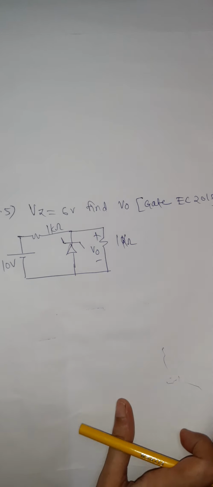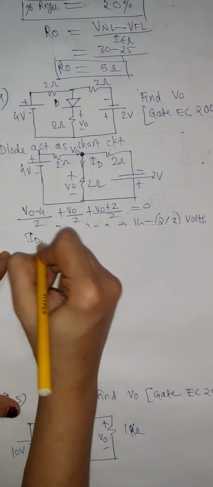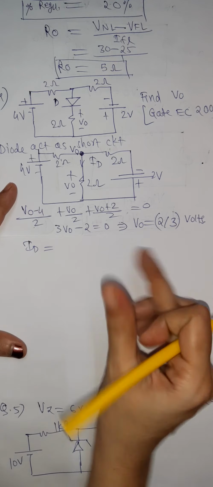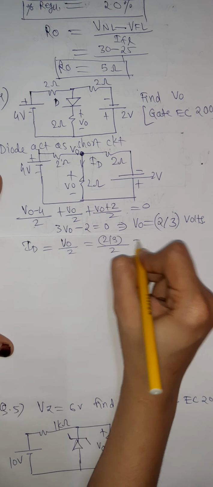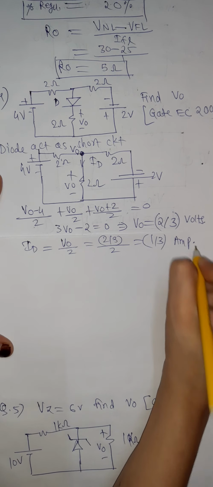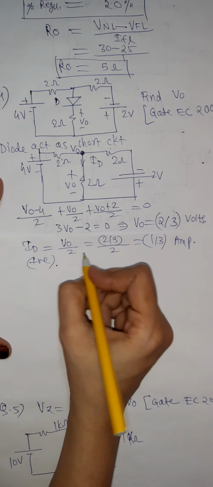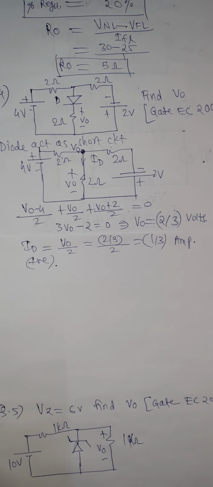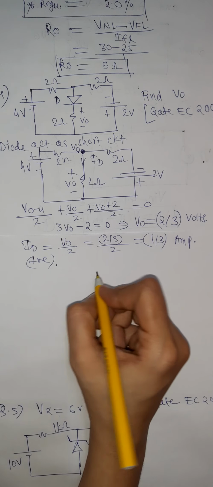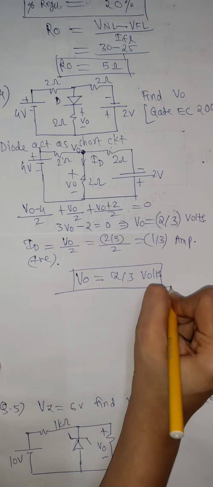Now just find the value of current flowing through the diode, that is ID. ID will be V0 divided by 2, and V0 is 2 by 3. So ID is equal to V0 by 2, that is 2 by 3 divided by 2, which is 1 by 3 amperes. As the current flowing through the diode is positive, our assumption that the diode acts as a short circuit is right. So if we again try to find V0, its value will be 2 by 3 volts only. So V0 is equal to 2 by 3 volts is the final answer.